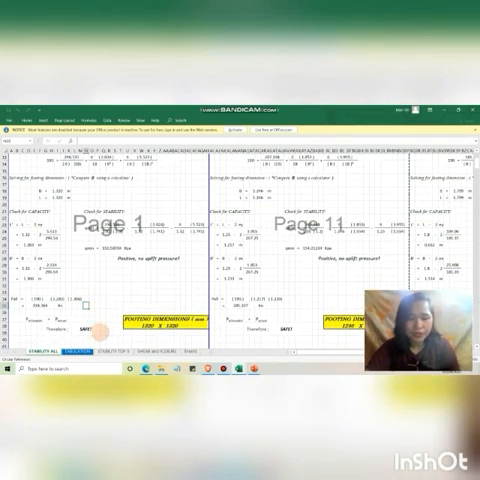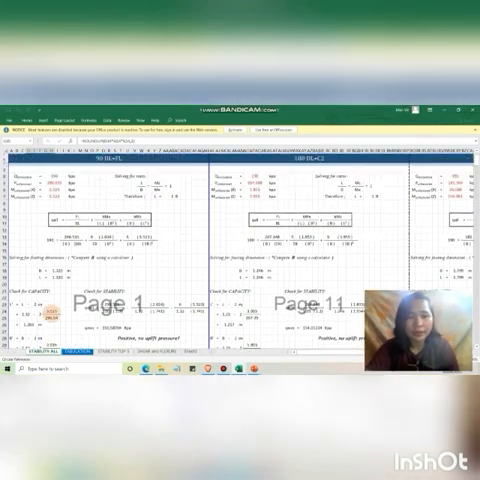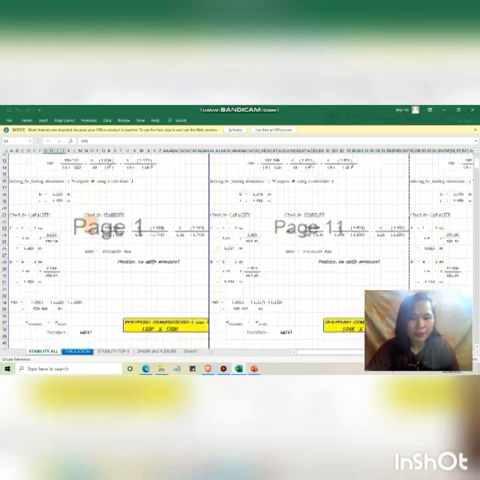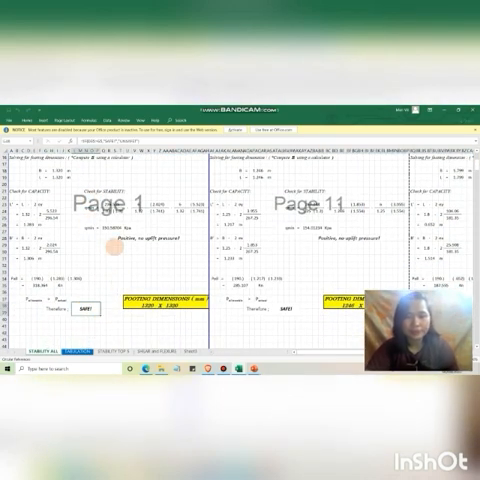For the safety measures, we need the P allowable to be greater than the P actual. So 318.364 for our P allowable is greater than our Q allowable, which is 190 kilonewton per meter squared. So therefore, it is safe.